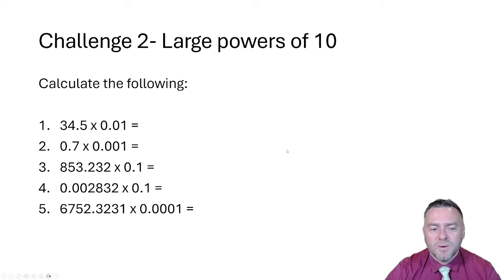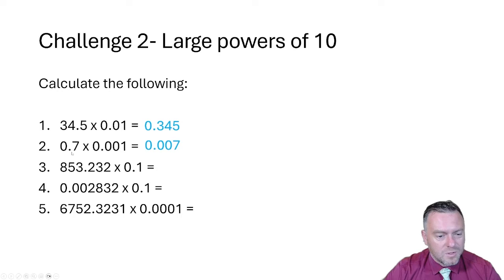So just pause the video, have a go at these guys. Great. For the first one, you should see there's 2 loops, 1, 2. So it's going to go back 2 places, and you get 0.345. This one, 0.7 times this. We just focus on the 0.001 part: 1, 2, 3. This is going to go back 1, 2, 3, and give you 0.007.